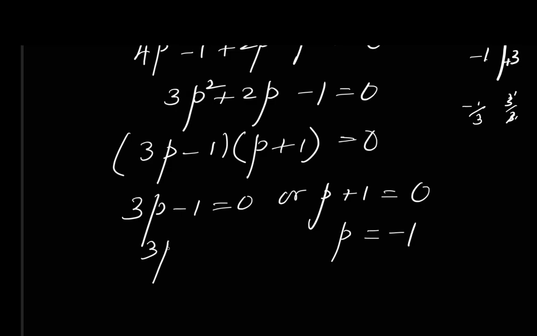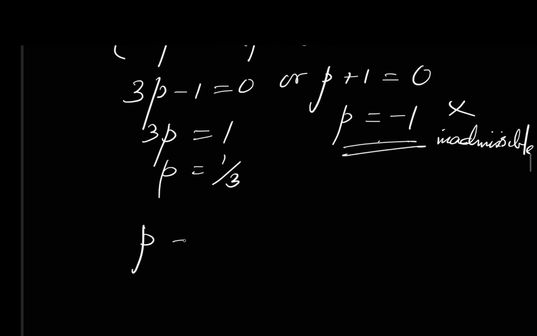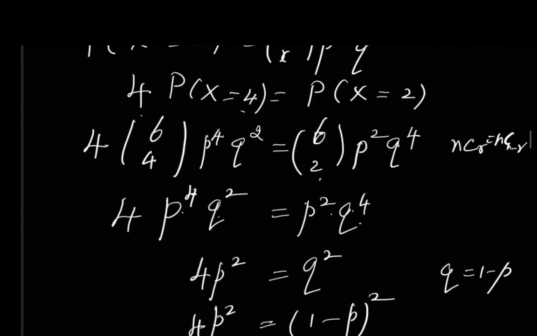Here 3P is equal to 1, P is equal to 1 by 3. So P cannot be a negative value. It is inadmissible. We cannot take this value. So the value of P is equal to 1 by 3. And also, what is Q? 1 minus P. So 1 minus 1 by 3 is equal to 3 minus 1 is 2 by 3. Okay, we got P answer, Q answer.